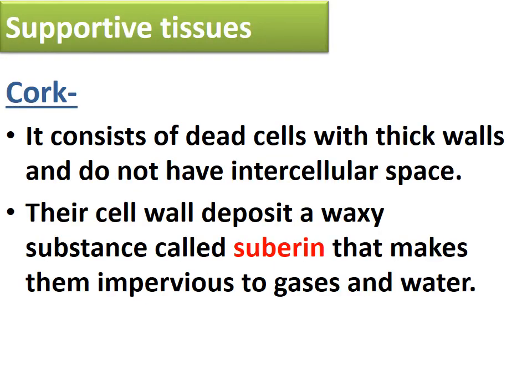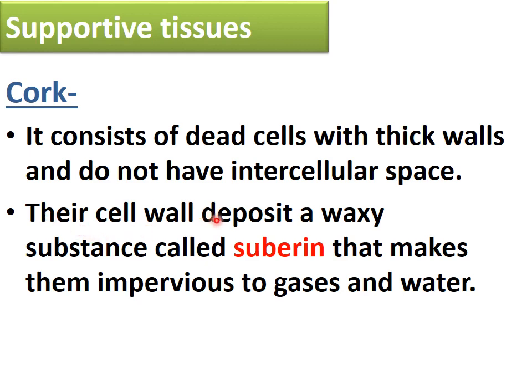Now next category under supportive tissue is cork. What is cork? You might have seen a plant or a tree, right? The brown part that you can see in a tree consists of cork. Cork consists of dead cells, means the cells are not living, with thick walls. The walls are thick and the intercellular space is absent.